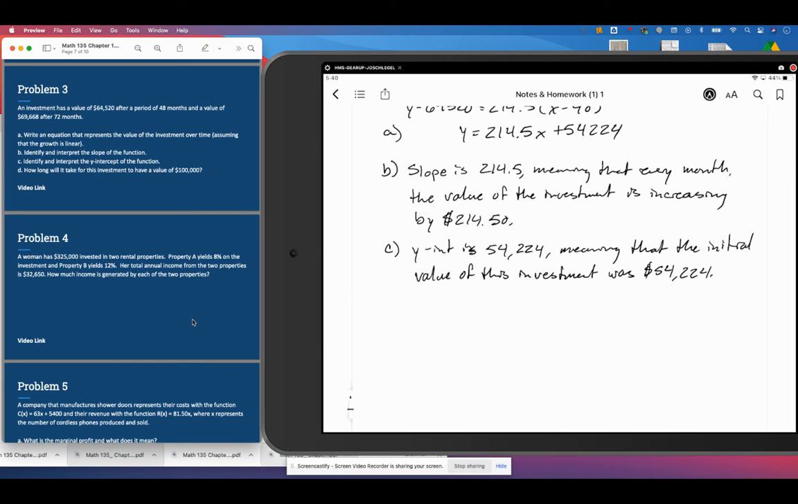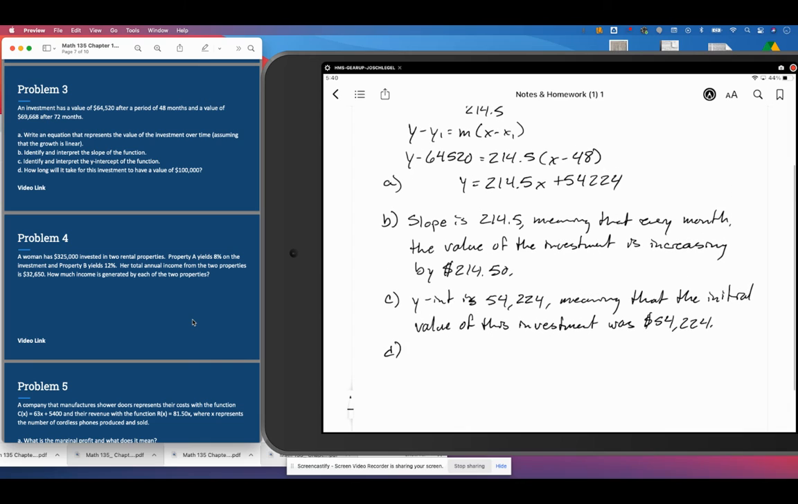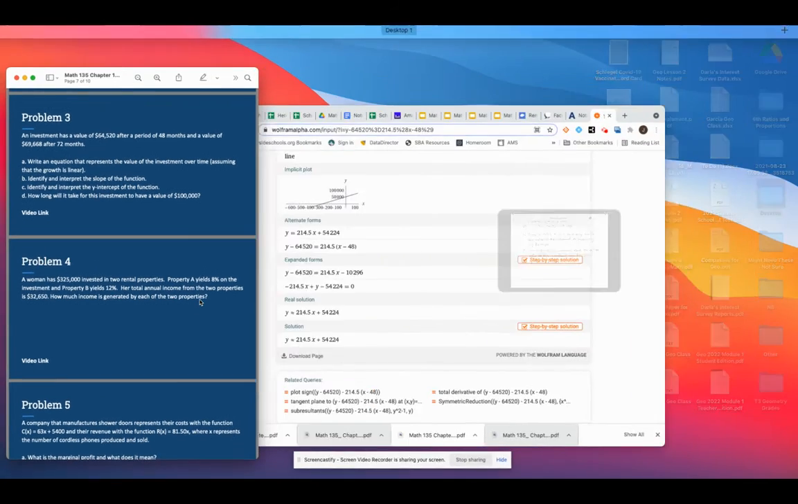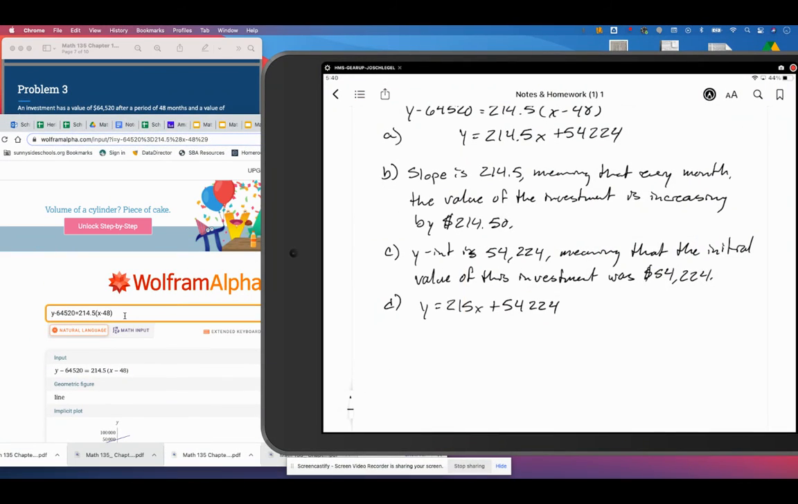On to part D. How long will it take for this investment to have a value of $100,000? And so we can use our equation that we have up there. We've got y equals 215x plus 54,224. And all we need to do in Wolfram is go ahead and give a total value of $100,000 and see how long that will take.